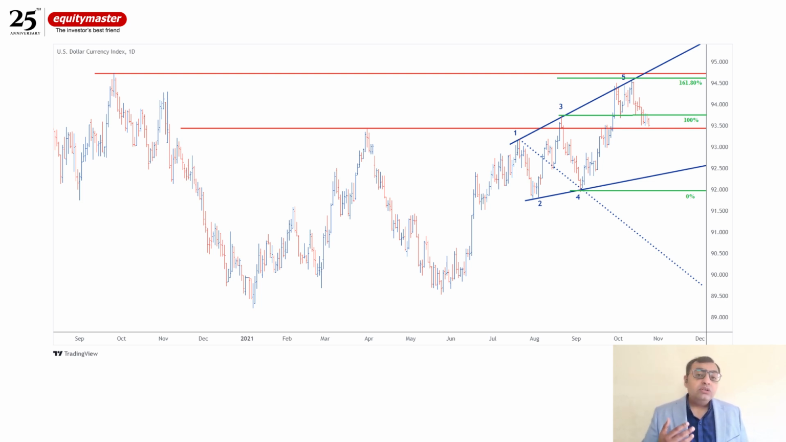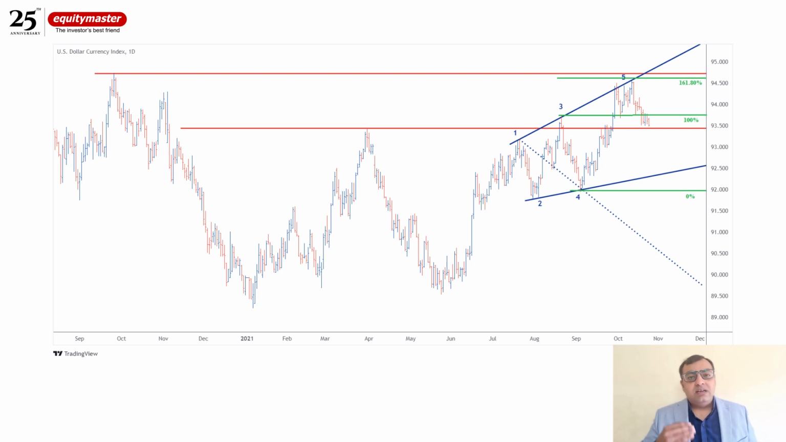Now, coming on to the targets, generally in the wolf wave pattern, the targets are measured when the 1 and 4, the one high and the 4 low, are connected and the line is extended. So in this case the target comes slightly around the 90 level as per the wolf wave pattern, 90.5, which indicates that the dollar index is likely to go down and the dollar is expected to weaken against the other currencies.